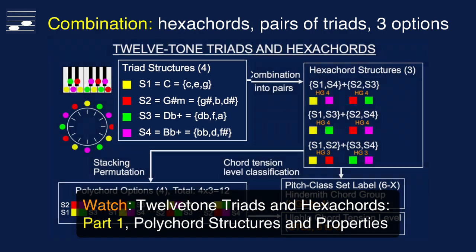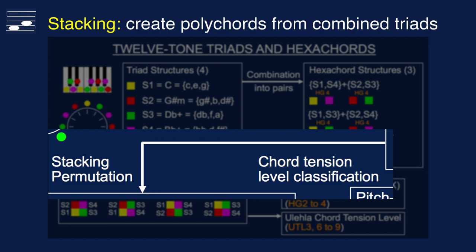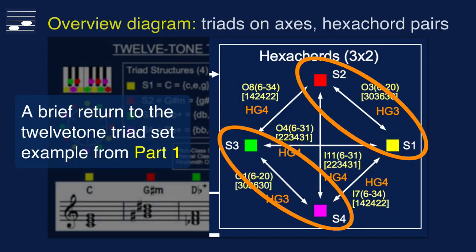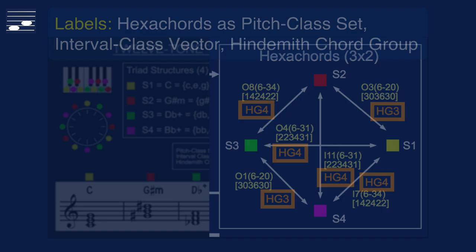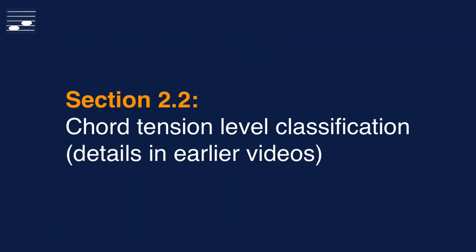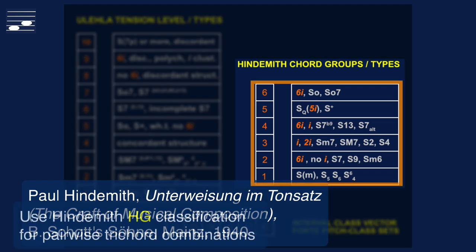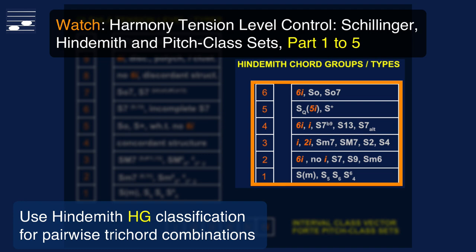The triads from the 12-tone set may be combined pairwise into hexachords. When the two triads in the hexachord are stacked in a polychord, there are multiple permutations. Analyzing the triad pairs in the hexachord yields the equivalent 6-element pitch class set, with corresponding interval class vector and Hindemith chord group label. This has to do with chord tension level classification. I use the Paul Hindemith chord type classification scheme into one of 6 groups, based on the hexachord interval content.